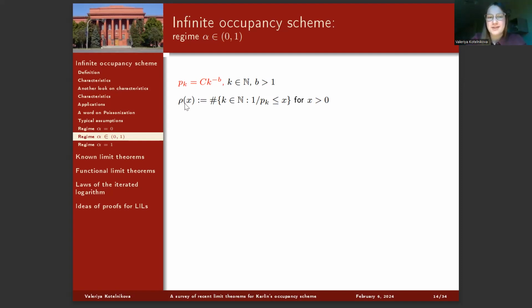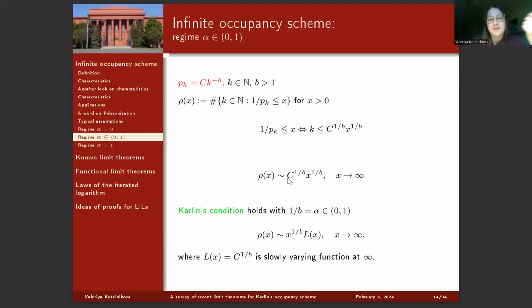We do the same. We try to calculate the counting function. By simple operations, we get that k shouldn't exceed this value. So the counting function is just the integer part of the right-hand side. So at infinity, it behaves as follows. And therefore, Karlin's condition holds with index alpha being 1 over beta. And since beta is bigger than 1, 1 over beta is from 0 to 1. And the slowly varying function is just this constant to the power 1 over beta, and a constant is a slowly varying function at infinity.